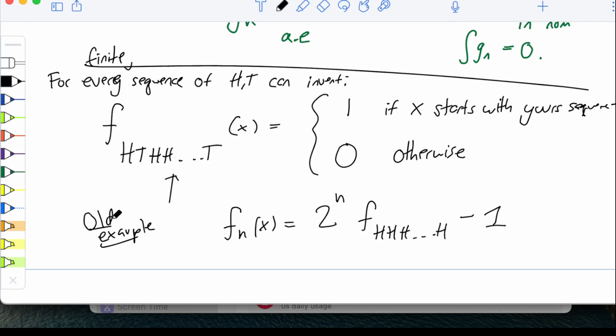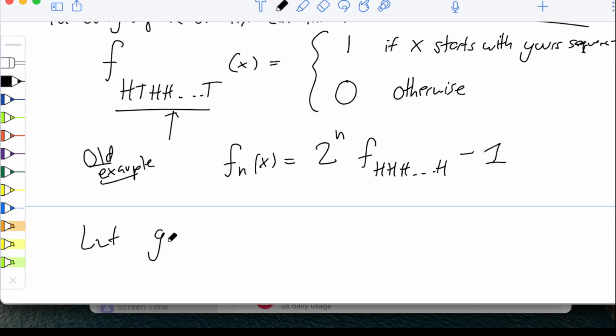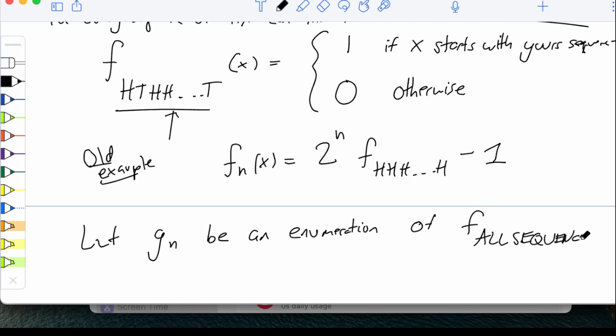For sequences of length n, there's 2 to the n such functions. Let gn be an enumeration of all the sequences. So line up all the sequences and count them up: the first sequence, the second sequence, the third sequence. The first 2 sequences are probably heads and tails, then heads-heads, heads-tails, and so on.